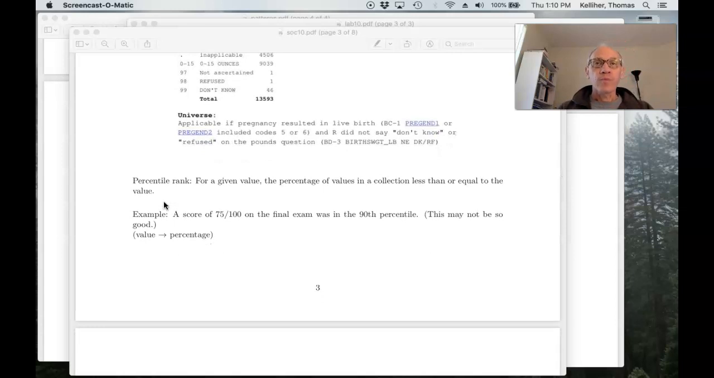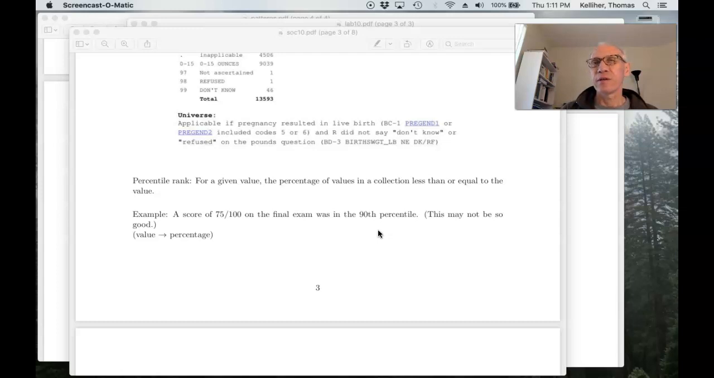Okay, you're going to write a function today that computes percentile rank. Here's the definition. For a given value, the percentage of values in a collection less than or equal to that value. An example: let's say a final exam was given and a score of 75 out of 100 was in the 90th percentile. What that means is that 90% of the exam grades were 75 or less.